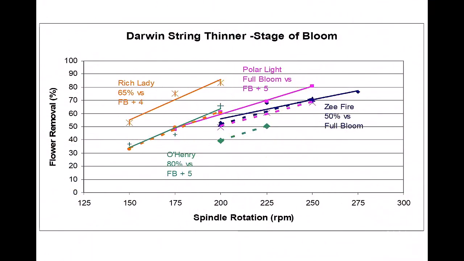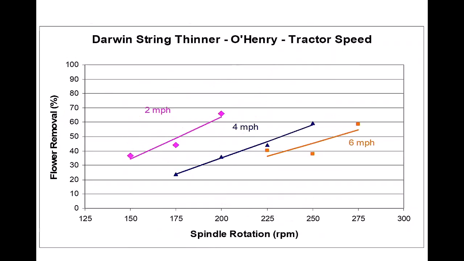Just as far as string thinner, we try to shoot for around 50% flower removal. And if you look at these varieties, the spindle rotation, we were trying to find what's the best spindle rotation, and we went between 200 and 225. That worked well with our size trees, and that gave us around 50% flower removal.